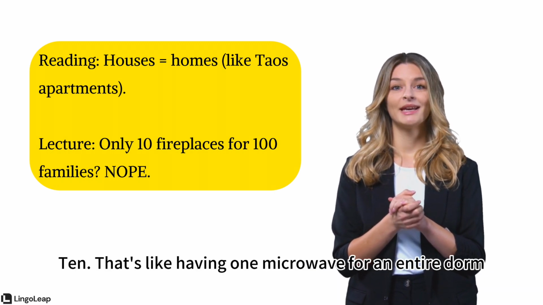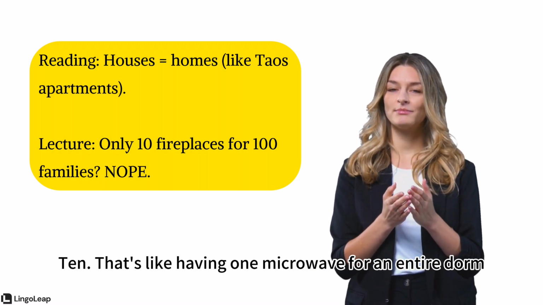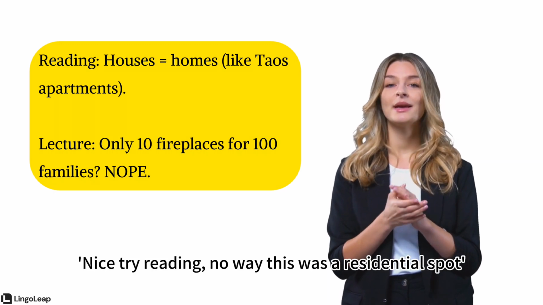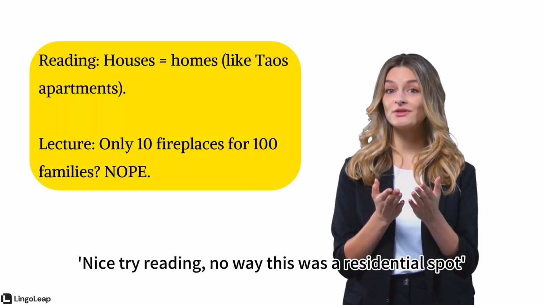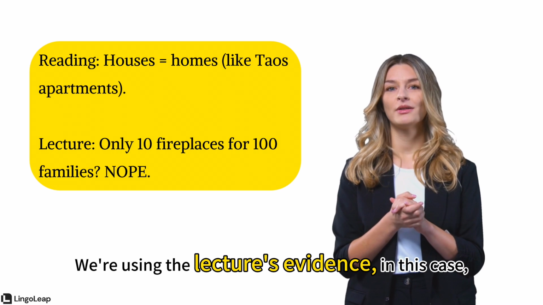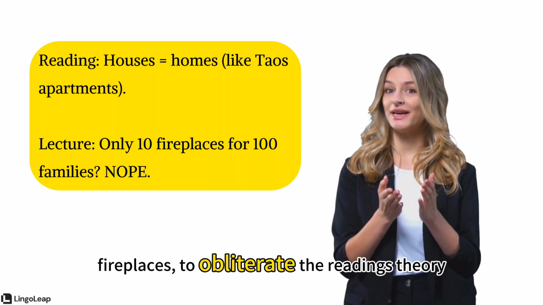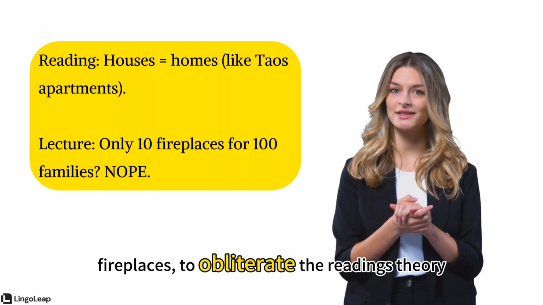10. That's like having one microwave for an entire dorm. So the lecture's like, nice try reading. No way this was a residential spot. Catch that? We're using the lecture's evidence, in this case, fireplaces, to obliterate the reading's theory.